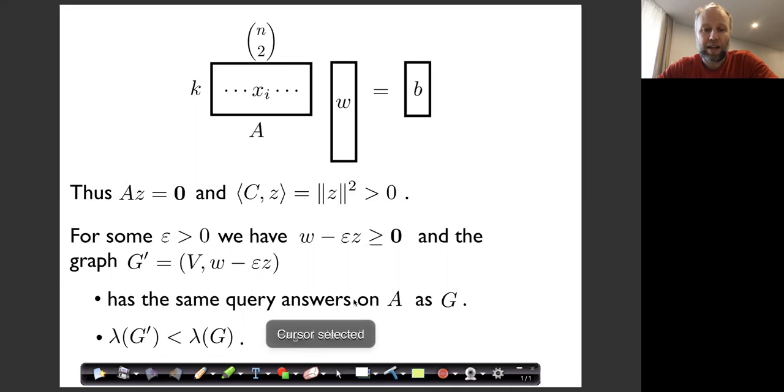Okay, so that's why cut dimension is a lower bound on certificate complexity or deterministic query complexity. So that's again just motivating the usefulness of this cut dimension.